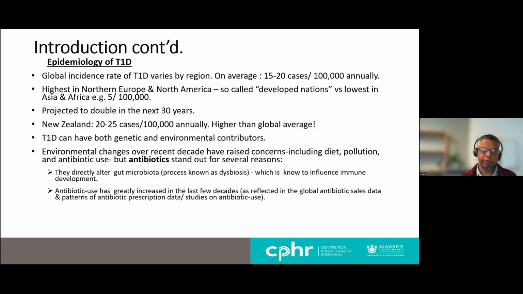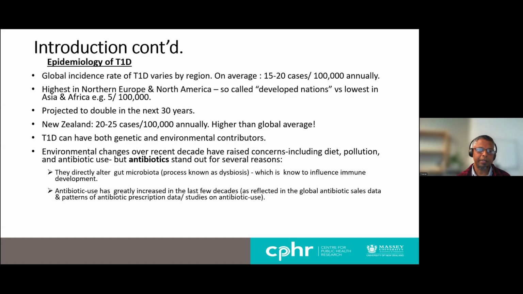In terms of the epidemiology, globally, the incidence of type 1 diabetes varies by region. On average, we have about 15 to 20 cases per 100,000 annually, and it is highest in Northern Europe and North America, so-called the developed nations, versus lower incidence in Asia and Africa, which is pretty low compared to the global average, which is 5 per 100,000 annually. Type 1 diabetes is projected to double in the next 30 years. And unfortunately, New Zealand has higher than the global average, which is 20 to 25 cases per 100,000 annually.